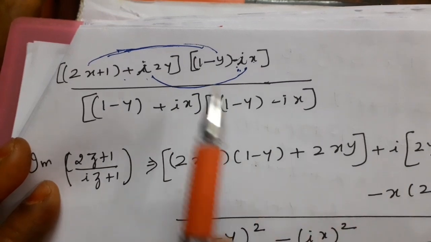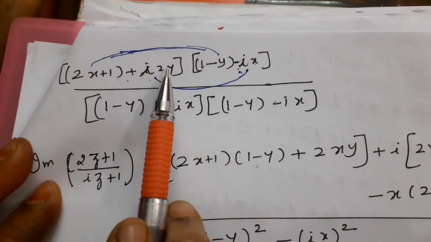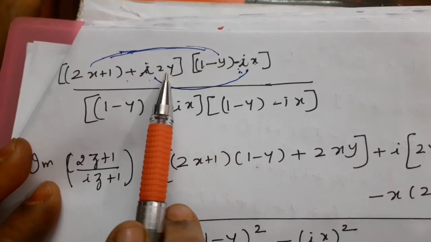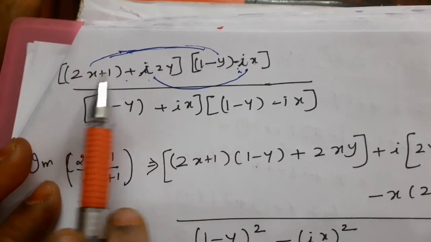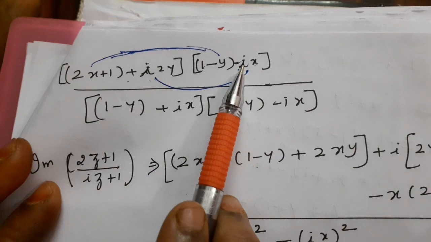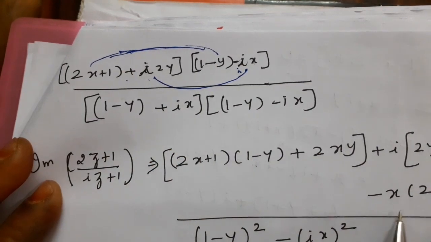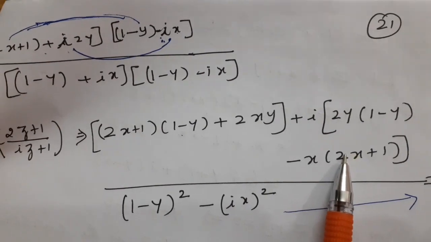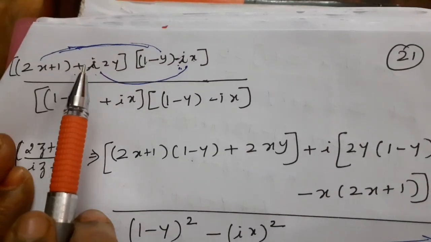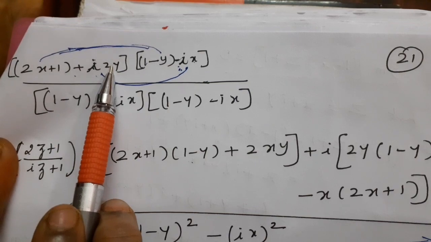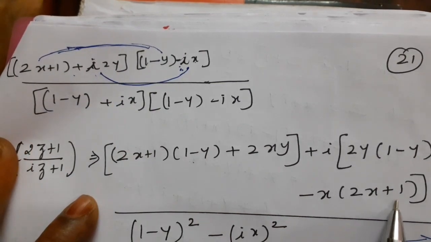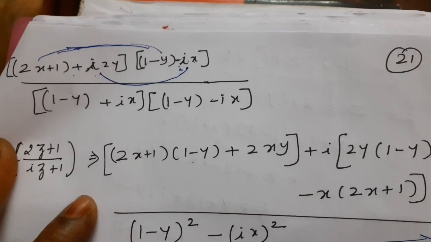Taking i as common, this is a positive value: i into 2y into (1 minus y). Similarly, i stays common, so minus x into (2x plus 1). This is a very important step because we need the imaginary part. Among the terms, the imaginary part is 2y into (1 minus y), and minus x into (2x plus 1). This is only the imaginary part.